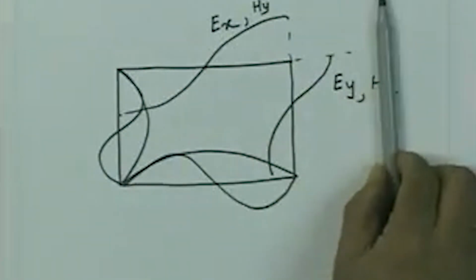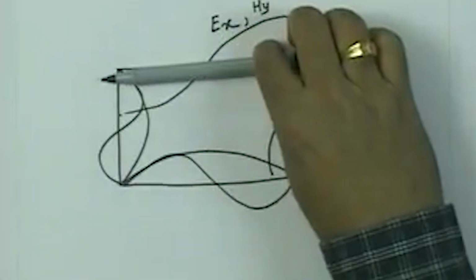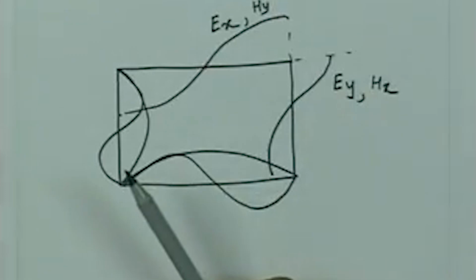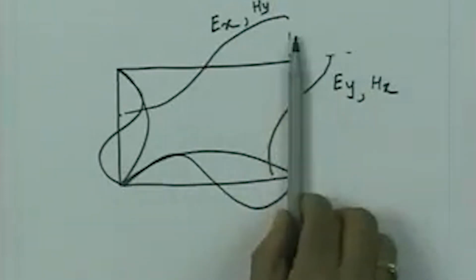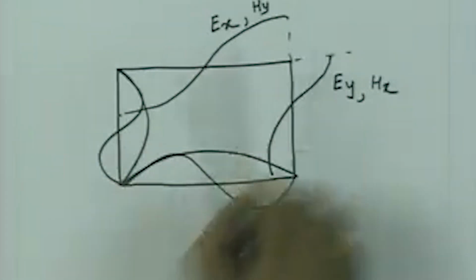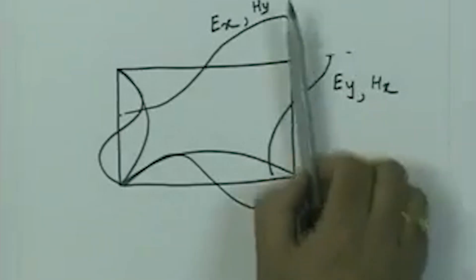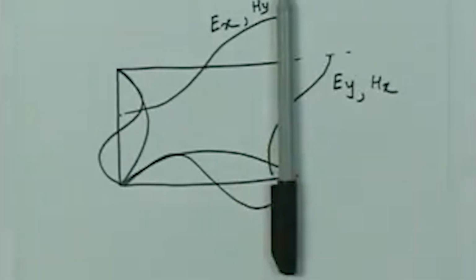That means the magnetic field is maximum when it becomes tangential to the conducting boundary, and the electric field is 0 when it becomes tangential to the conducting boundary. Of course the tangential magnetic field, whatever is there on the boundary, is balanced by the surface currents, so there is no boundary condition on the tangential component of magnetic field.